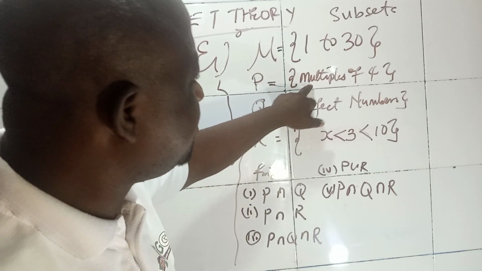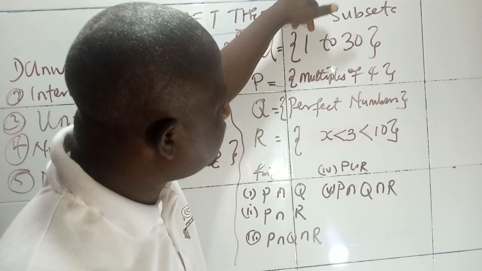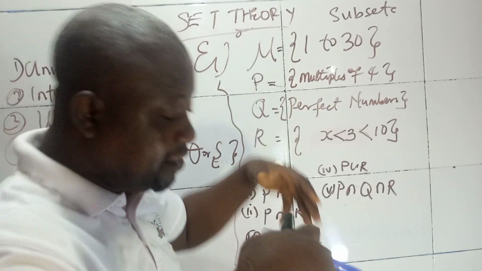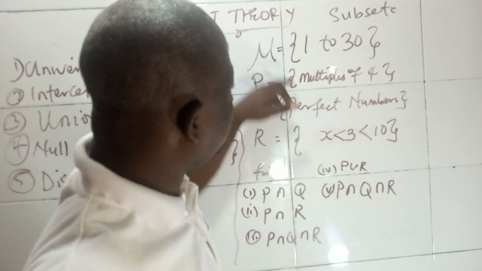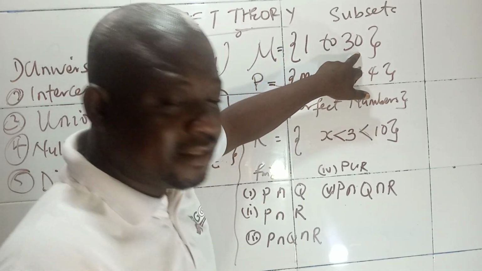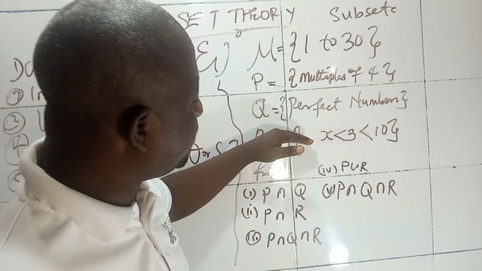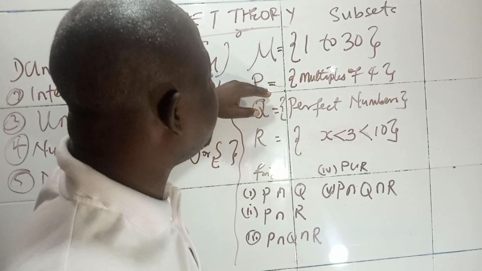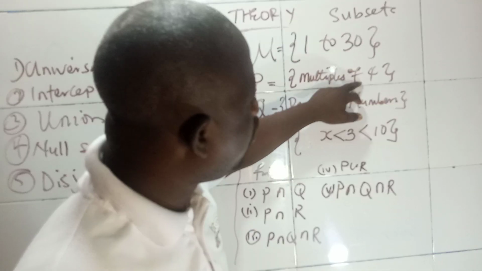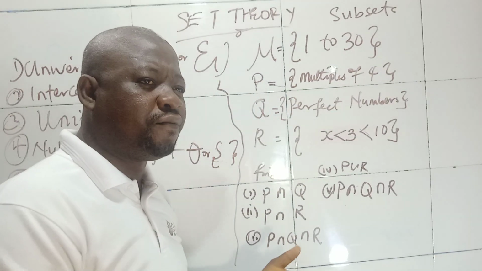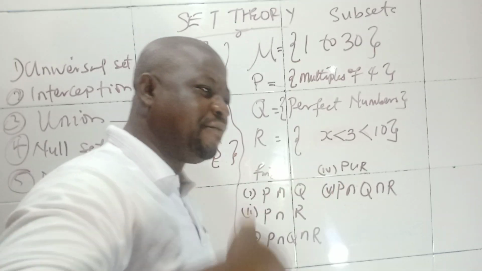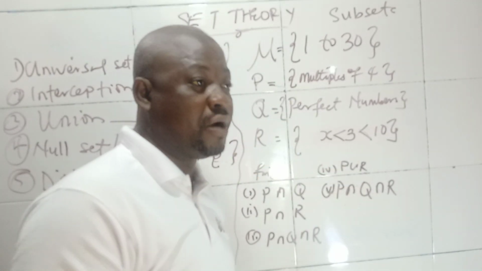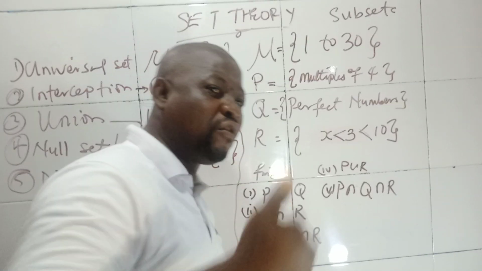It means that the multiples of 4 will be found in this our discussion, because the universal set in the problem you want to solve is between 1 and 30. So any other information that will be supplied will be with regard to the universal set. Here they said P is a multiple of 4. When I say multiples of 4, 4 will be the common difference. I will teach us that one when we get to arithmetic progression.